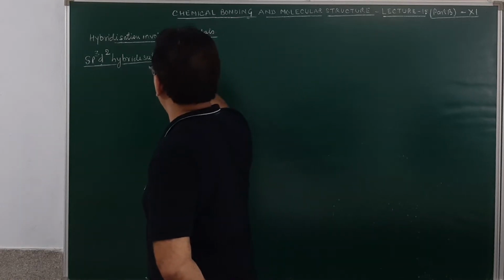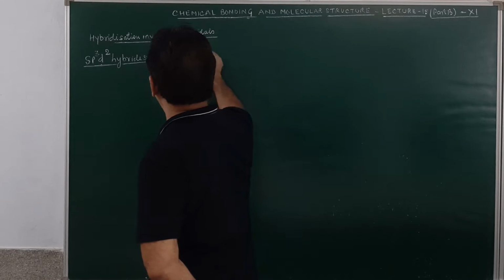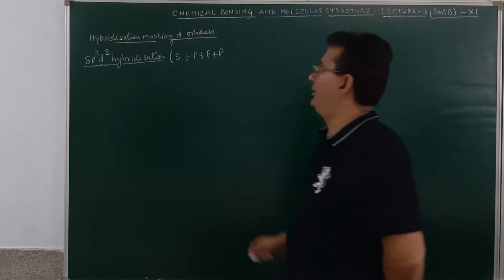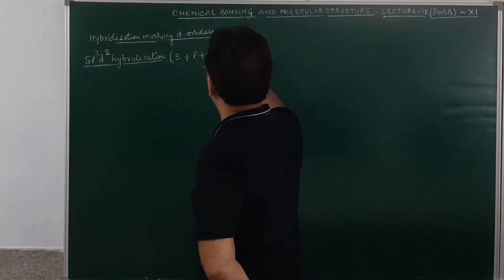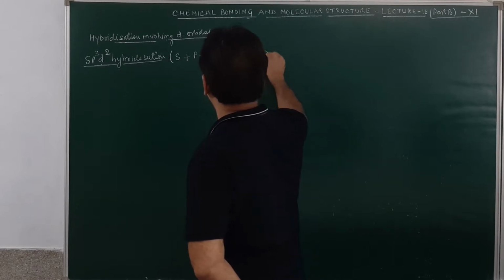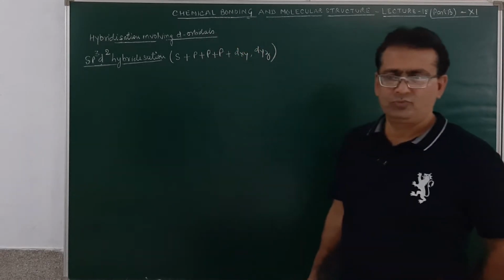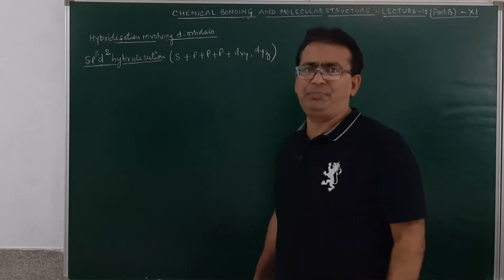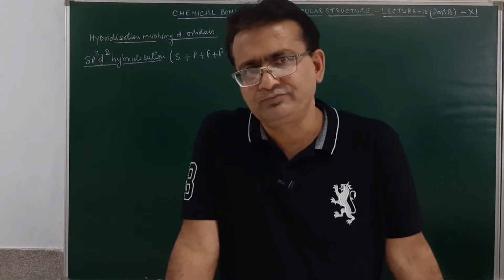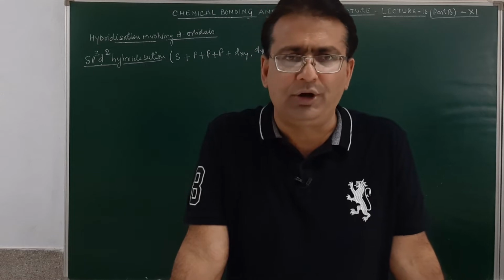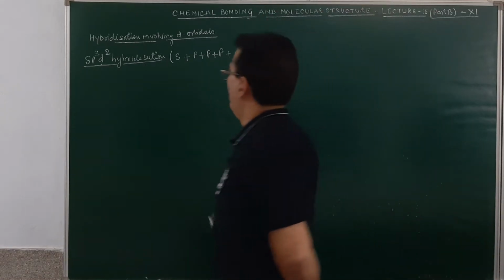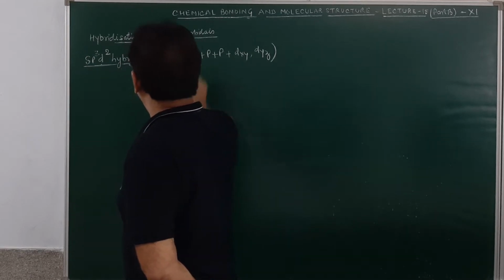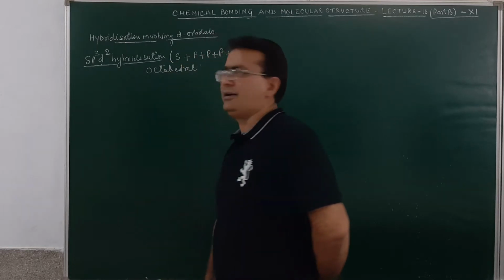sp3d2 type of hybridization occurs when one s, three p atomic orbitals, px, py, pz, and two d atomic orbitals, dxy and dyz, mix together to form six sp3d2 hybrid orbitals, which will orient themselves in a manner to adopt octahedral geometry. So here the geometry will be octahedral. The molecule will orient itself so as to adopt octahedral geometry.